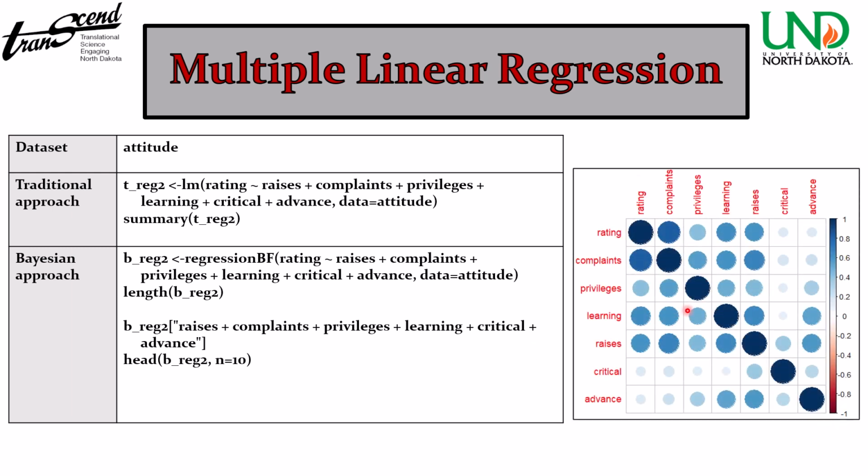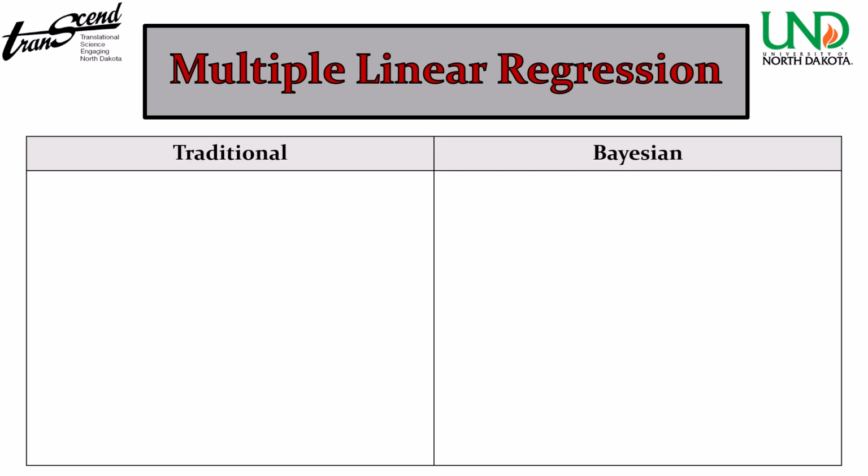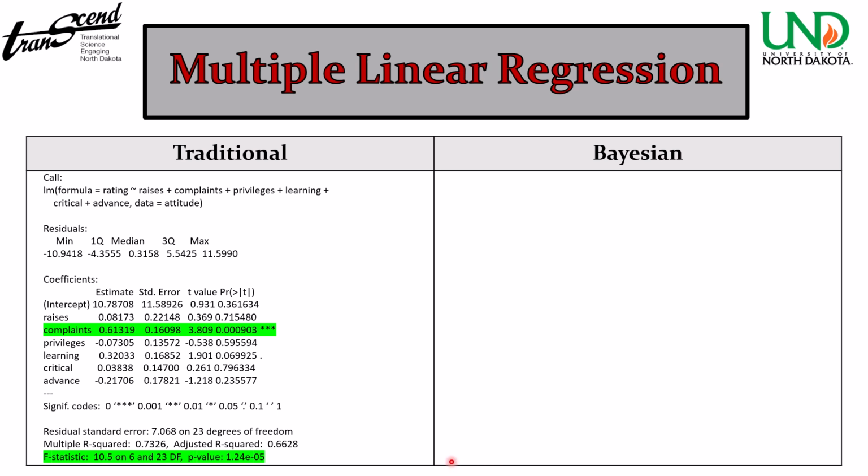I just did a correlation of all the variables here. The important thing here is we're looking at rating, so maybe just this first column here. Obviously, the diagonal you ignore, but it looks like complaints seems to be strongly correlated, to a lesser effect, learning and raises. Privilege is a little bit less here, and critical and advance seem to be the least correlated with our y variable, our rating.